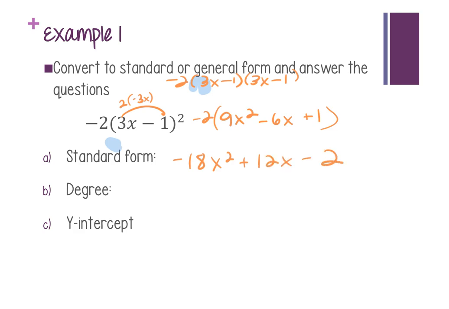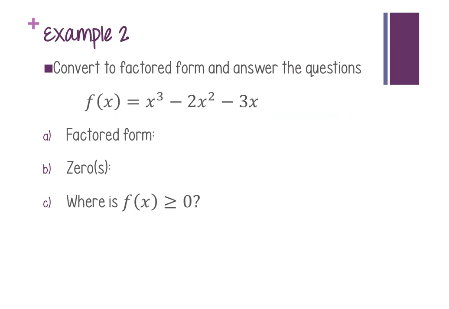So then from here, what's the degree? 2. And what's the y-intercept? (0, -2). Okay, all the terms with an x would get zeroed out, and I'd get just -2. Easy stuff, right? All right. Now, example 2 is the reverse. It's in expanded form. It wants you to convert to factored form.